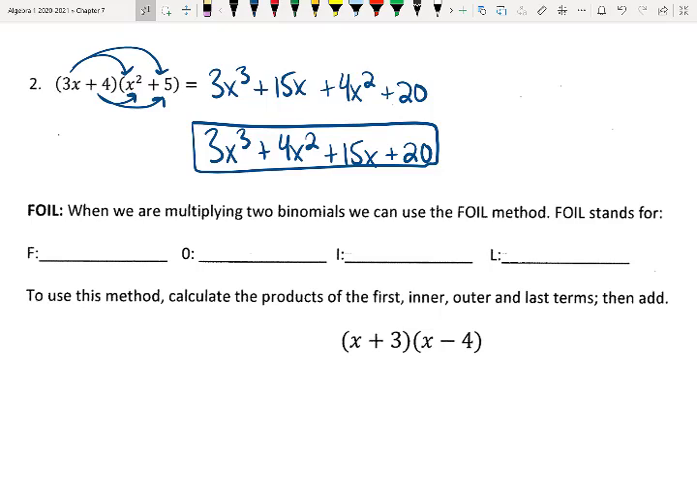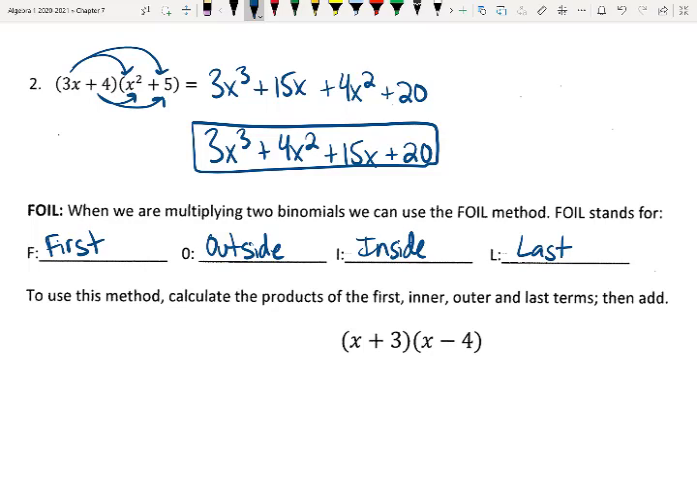If you want to use it, awesome. If this helps you remember foiling, we have F stands for multiplying our first terms together. O stands for our outside terms. I stands for inside terms. And then the L is for last.